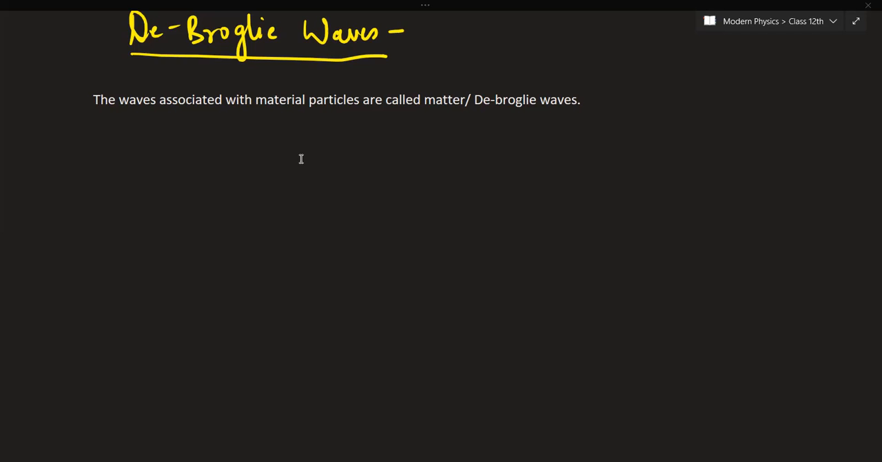This means you can imagine an electron is there. An electron is a particle, so it will have all the properties that a particle possesses, right? But when the electron exhibits wave-like characteristics, the wave that is produced will be known as de Broglie waves or matter waves. You can call it matter waves as well.